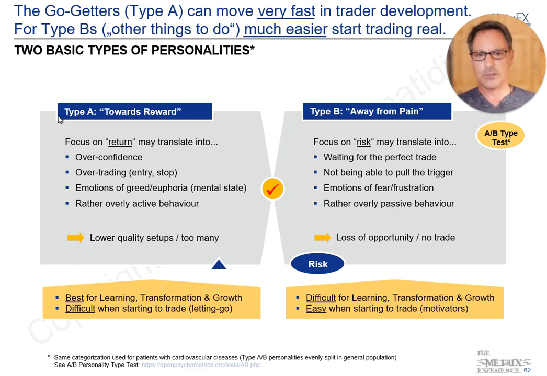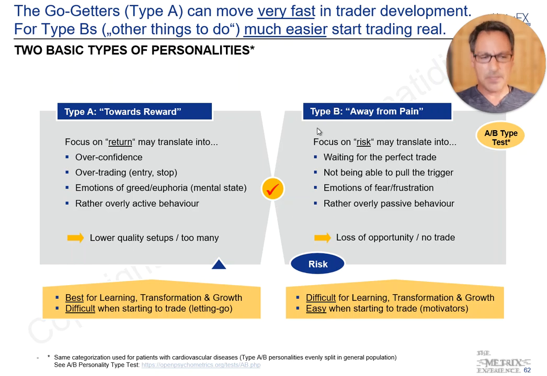Now let's have a first look at the Type A personality. That's a personality towards a reward. So the focus of Type A's is on a return, trading return, and that can translate easily into overconfidence, overtrading, so getting into a trade prematurely, setting a stop that is too tight, not according to the rules, right? The emotions of greed and euphoria come up easily. And these Type A traders are rather active, overly active. And that leads to trading lower quality setups, overtrading, so too many trades and lower quality trades, which is obviously not good for trading, right?